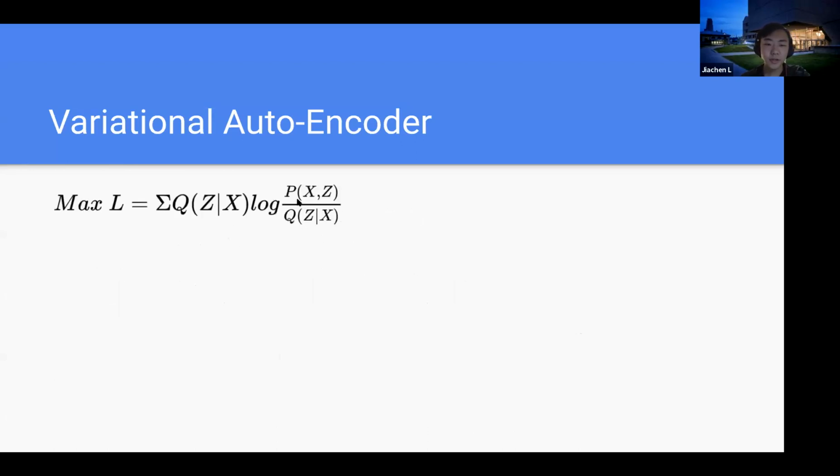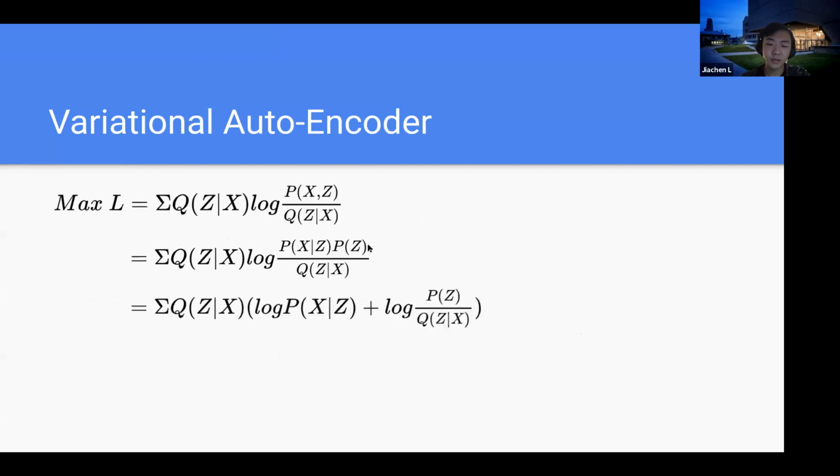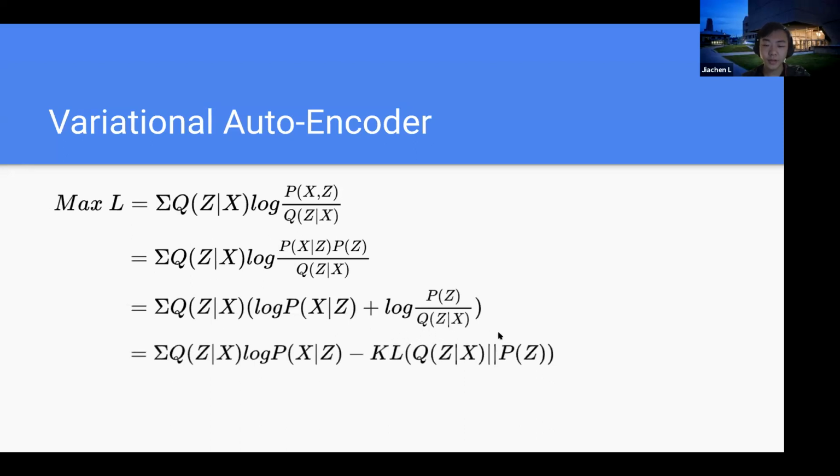So I think we can start with the joint distribution p(x,z). Similarly, we just apply the Bayesian rule. We replace p(x,z) by p(x|z) times p(z), and just separate p(x|z) here, and we get this term. And here we can see the latter term is actually the KL divergence between q(z|x) and p(z).